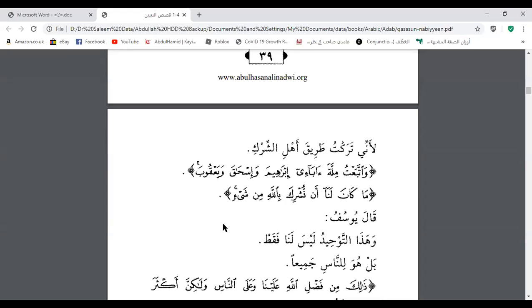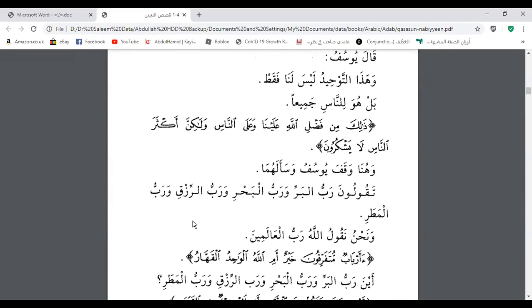ما كان لنا أن نشرك بالله من شيء. It is not befitting for us, we do not and we shouldn't associate partners with Allah, anyone or anything. قال Yusuf alayhi salam said, وهذا التوحيد ليس لنا فقط. This oneness, this tawheed, is not just for us. بل هو للناس جميعا, but it is for all mankind, every human being. ذلك من فضل الله علينا وعلى الناس ولكن أكثر الناس لا يشكرون. This is from the favors of Allah upon us and on people, but most people do not thank Allah.